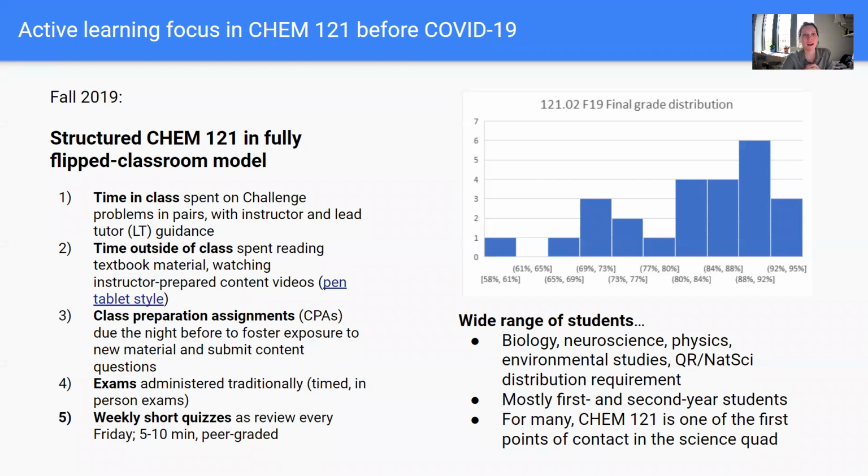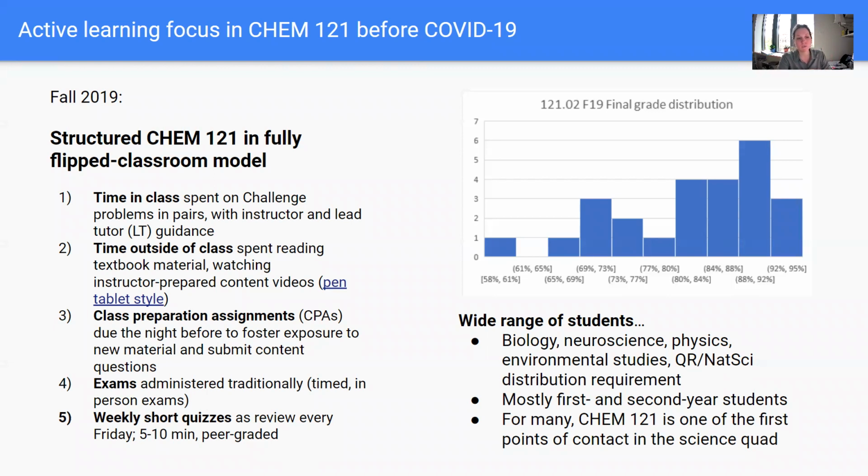I'll note that I wanted to be very careful about how I adapted this for HyFlex because we teach a wide range of students in the chemistry department in Chem 121. We have many biology majors, neuroscience majors, students of physics, environmental studies, and some students who are trying to meet their NAT/PSI or QR distribution. So there's a wide swath of interest and level of experience with chemistry before coming into the classroom. And most of them are first and second year students.